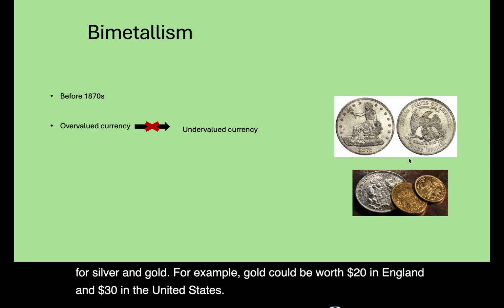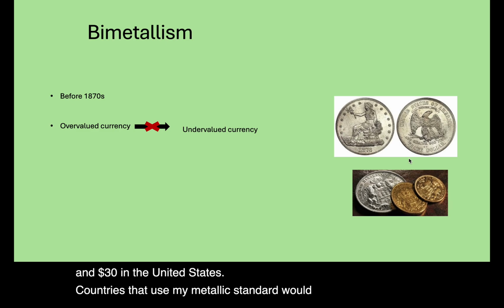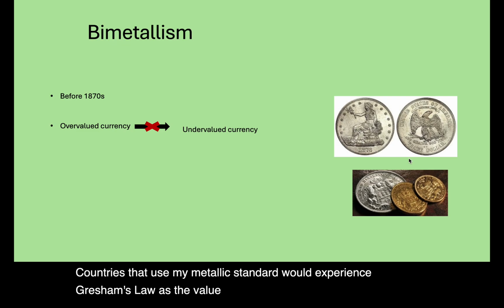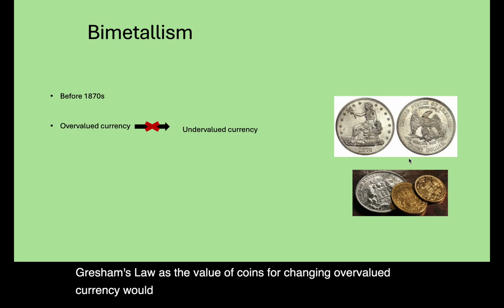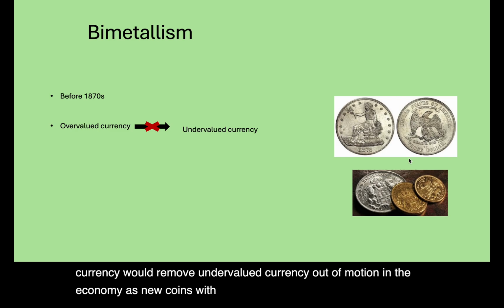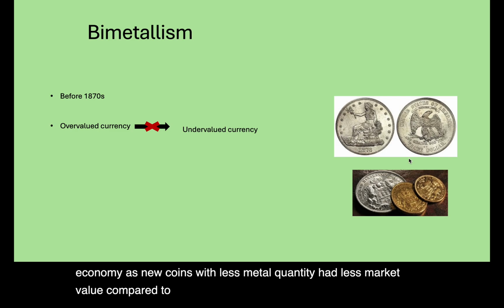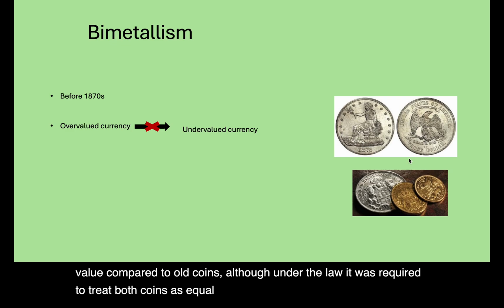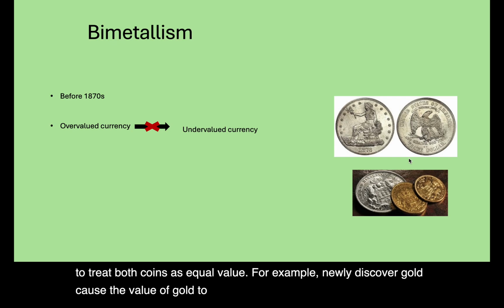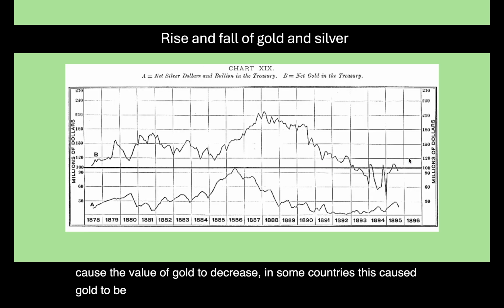Countries that used the bimetallic standard would experience Gresham's law, as the value of coins for changing overvalued currency would remove undervalued currency out of motion in the economy, as new coins with less metal quantity had less market value compared to old coins. Although under the law it was required to treat both coins as equal value. For example, newly discovered gold caused the value of gold to decrease. In some countries, this caused gold to be overvalued.